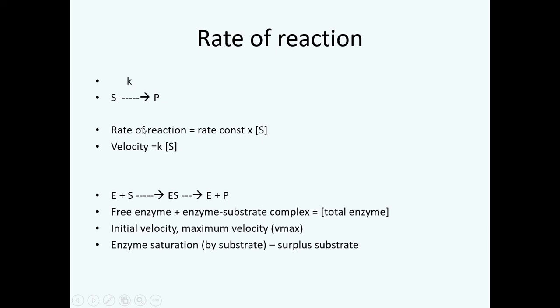So the rate of reaction, that is how much substrate is being converted into product in a given interval of time. So that is the rate of reaction, and the rate of reaction is given by this expression, which is the rate constant times the substrate concentration. In case of enzymes, the rate of reaction is also referred to as the velocity of the enzyme catalyzed reaction. So the word velocity means the rate of reaction. So the velocity of enzyme catalyzed reaction, or in other words, the rate of enzyme catalyzed reaction, will be given by this expression, which is the rate constant multiplied by the concentration of the substrate.